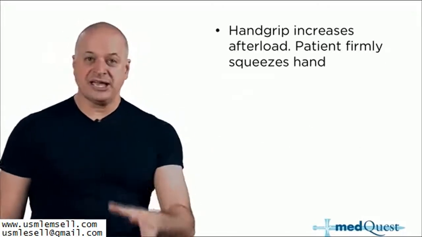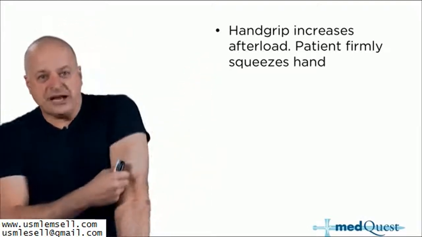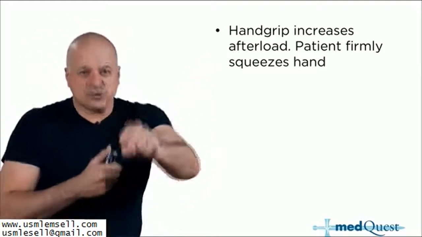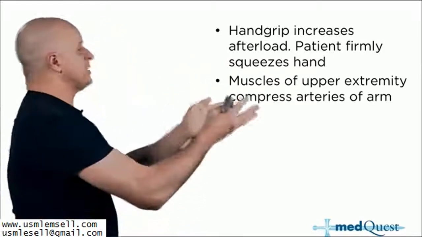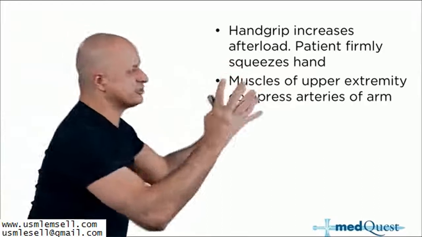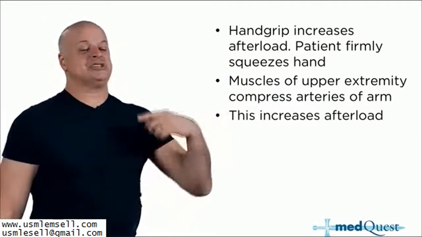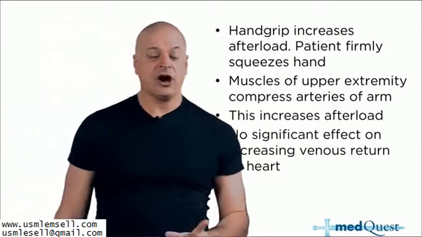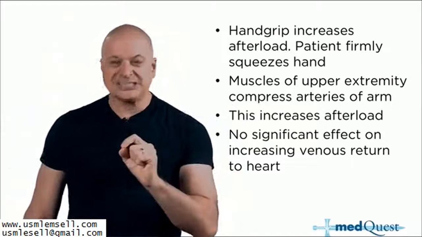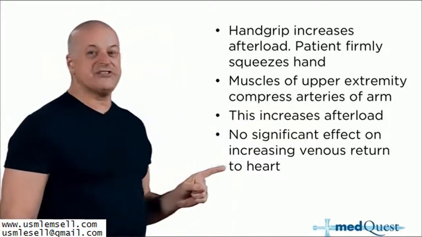Hand grip is going to increase afterload. So an increased afterload as you press firmly and squeeze a hand, you give them something to grip. Basically the muscles of the upper extremity compress the arteries. And when they compress the arteries, it increases afterload, makes it harder for blood to get out of the heart. When it makes it harder for blood to get out of the heart, it makes regurgitant lesions worse. Now, there's no significant effect on venous return.